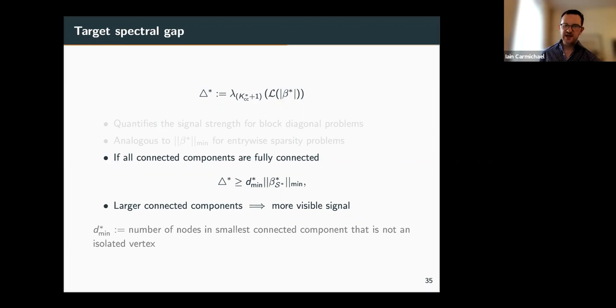And so to gain a little bit of intuition on the target spectral gap, we have the following inequality. Say we have some graph and say that the smallest non-zero connected component of that graph has d min nodes. The target spectral gap is equal to d min times the magnitude of the smallest non-zero entry of that graph. So really the main point here is that larger connected components sort of implies a more visible signal. So you could hold beta min fixed and increase d, and your signal should hopefully become stronger.